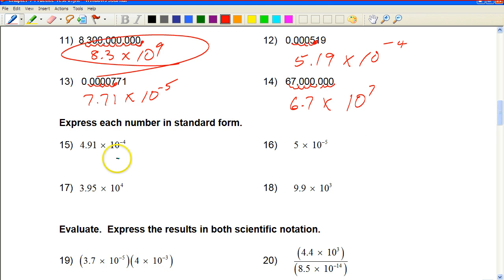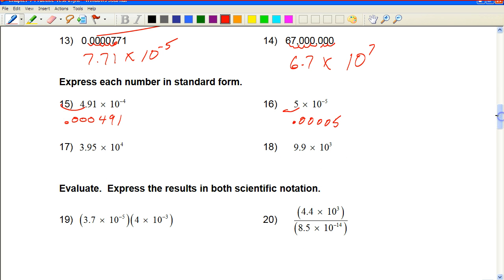Next. Standard form, so it's negative, so we're going to move it 4 times this way. So 1, 2, 3, 4. It's negative, so we're going to move it 5 times to the left. So 1, 2, 3, 4, 5. That's it.